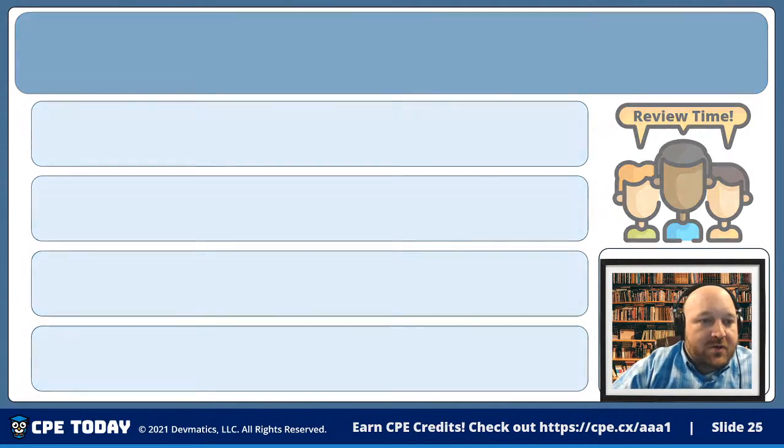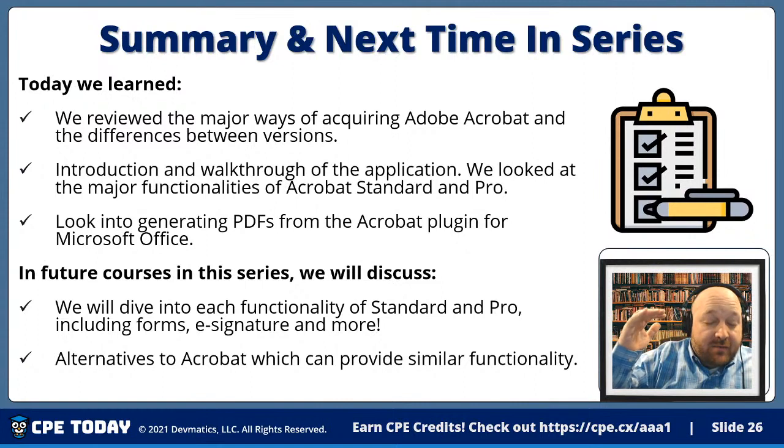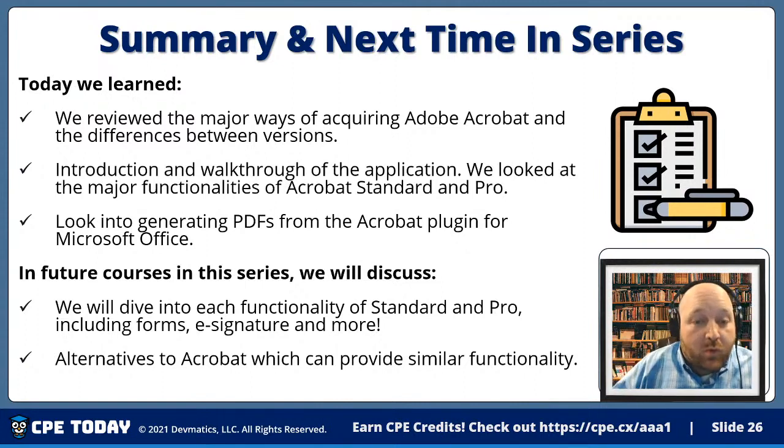So what did we learn today? Well, today we looked at the major ways of acquiring Adobe Acrobat and the differences between the versions. You've got your Standard, your Pro, and then your free. The free being the Reader version, which is great for just consumption and basic feedback of documents. Standard or Pro is going to be what you need for doing any sort of meaningful work with the application, including creating and editing them.